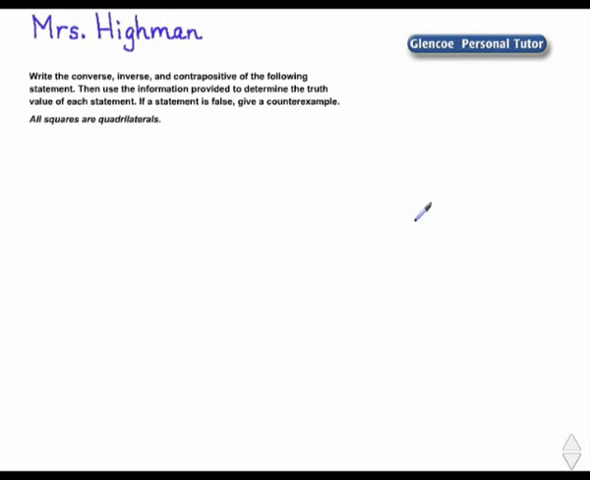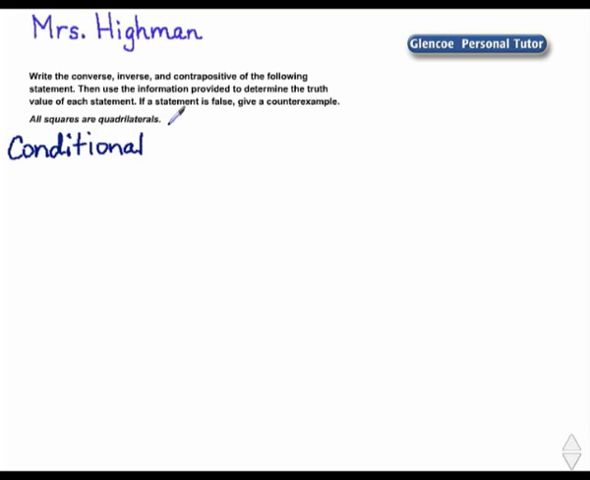Write the converse, inverse, and contrapositive of the following statement. Then use the information provided to determine the truth value of each statement. If a statement is false, give a counterexample. All squares are quadrilaterals. Well, we're going to begin by writing this statement as an if-then statement, so we need the conditional.